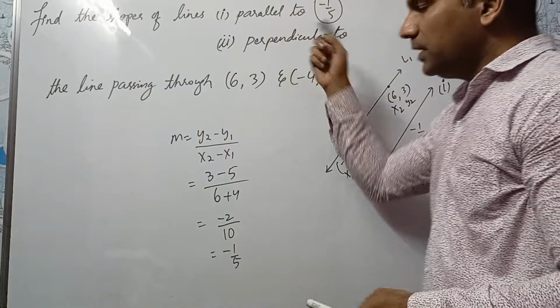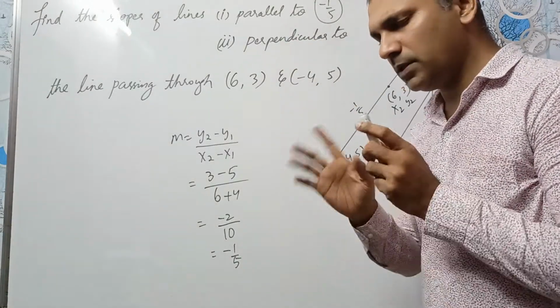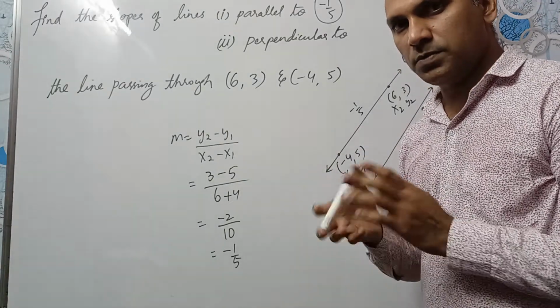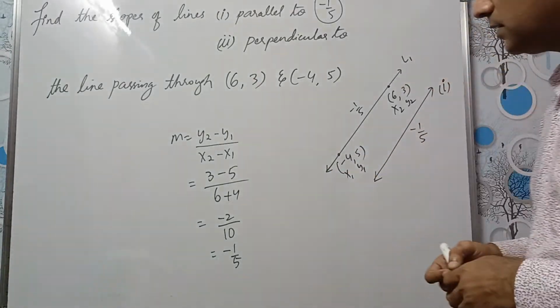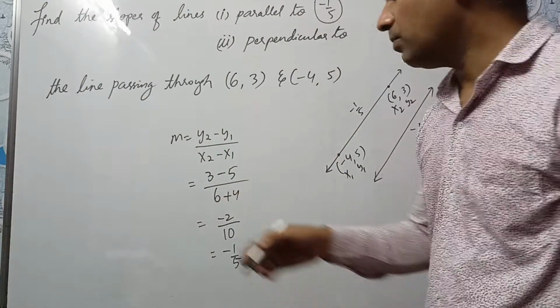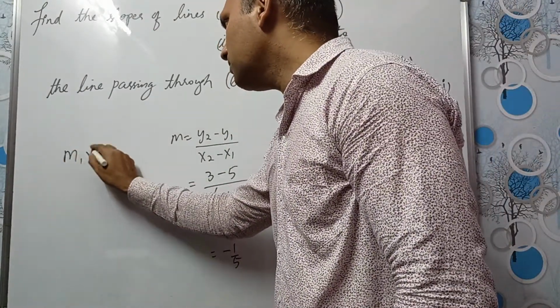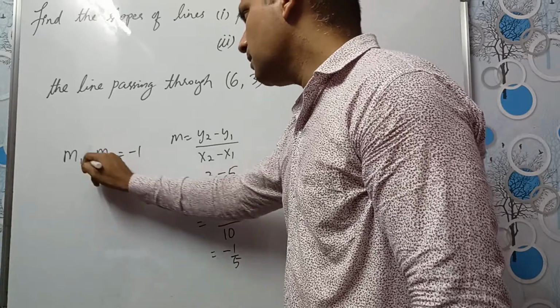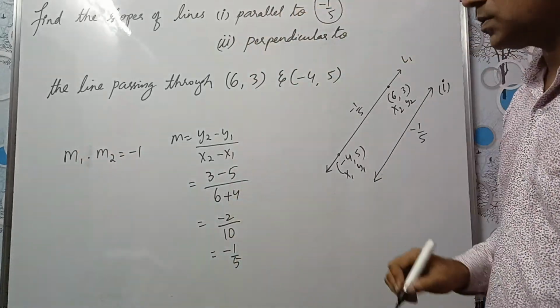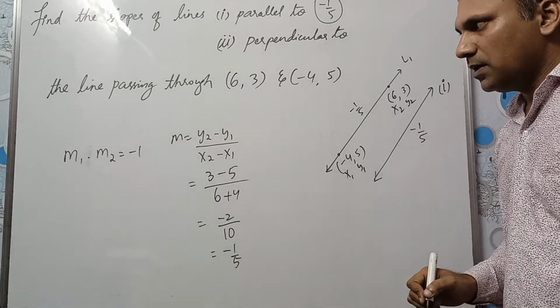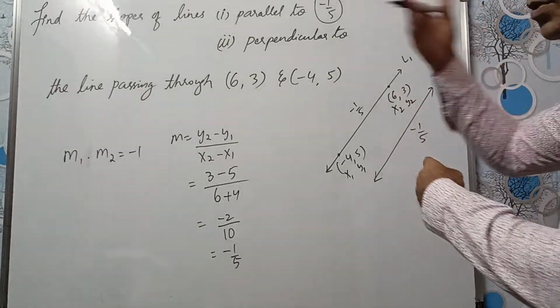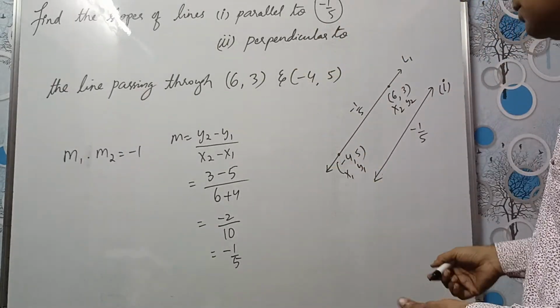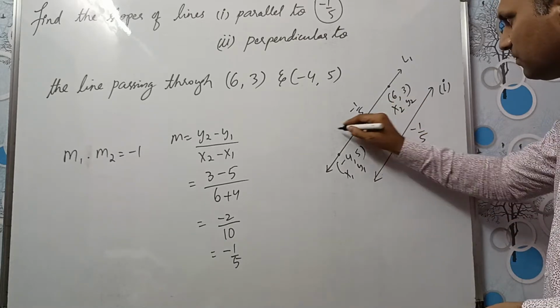Okay, what about the perpendicular line? Do you remember the condition between the slopes if the lines are perpendicular to each other? Their product should be minus 1. See, m1 multiplied by m2 should be minus 1. It is the reciprocal with a minus sign, right? So if you take this as m1.